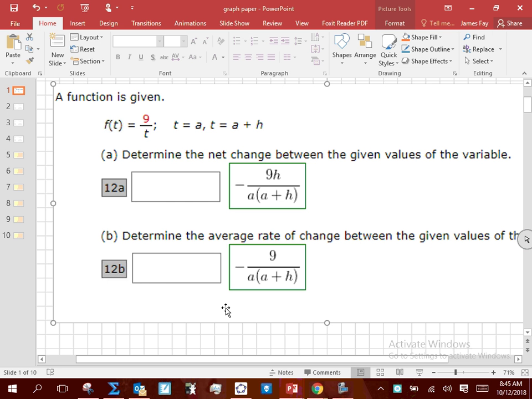So it says a function is given, f of t equals 9 divided by t. t is equal to a, and t is equal to a plus h. So those are your input values. That's ultimately a value on the x-axis, and this is a value on the x-axis. They're using t because they're probably describing time. I'm going to refer to it as x. Okay, so 9 over x. x equals a, and x equals a plus h. You can view it that way and still be fine.